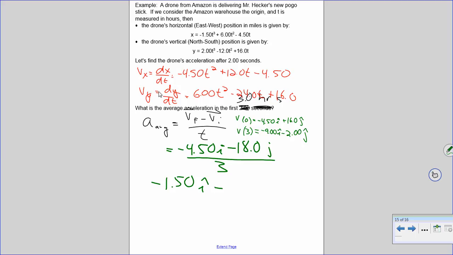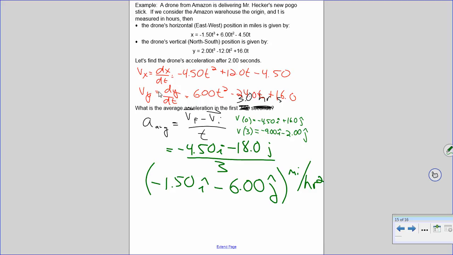Because negative 2 minus 16. Remember, you got to do final minus initial. So make sure you do final minus initial, not the other way around. All right, and then negative 18 divided by 3 gives us negative 6. So there's my average acceleration. What should the units be? Miles per hour squared. Cool.